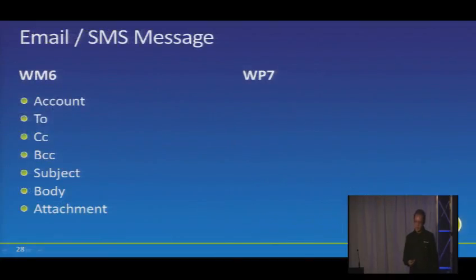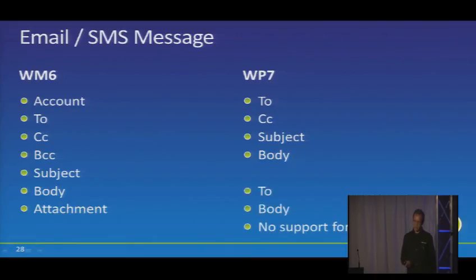So the difference between sending emails and SMS messages: you had a number of properties in Windows Mobile 6 that you could use with the compose dialog. In Windows Phone 7, for email, you have simply the to and the CC collections. You can specify a subject and a body, which is plain text. You don't have the ability to add attachments to that or access the BCC field. With SMS messages, it's even simpler. You just have to and body, and there's no support again for attaching a picture, so you can't create an MMS message.